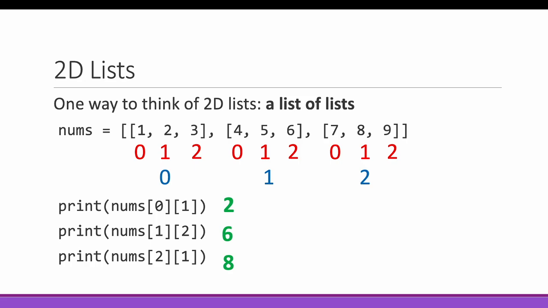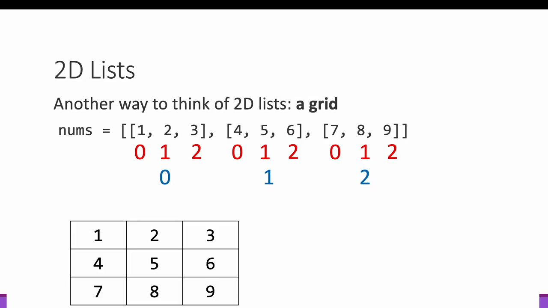However, 2D lists are often visualized as a grid. So our list is the same. You've still got 1, 2, 3, then 4, 5, 6, then 7, 8, 9. But you can also think of it as a grid. So the rows are the lists. So 1, 2, 3 is your first row. That has index 0. And then the columns are your indices within each list.